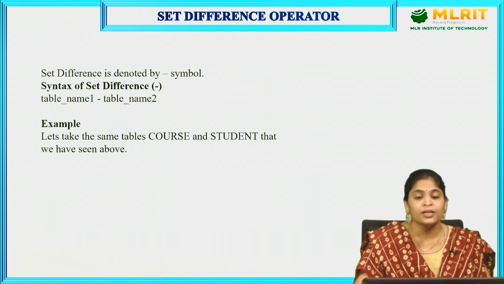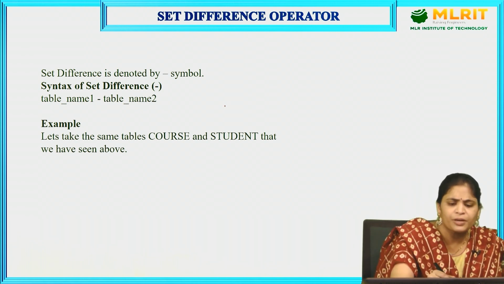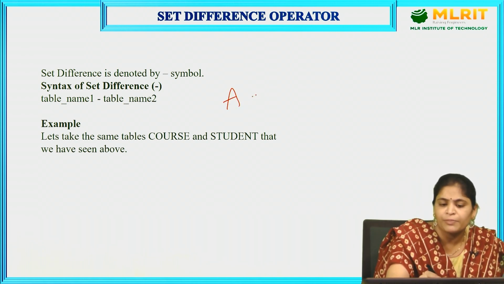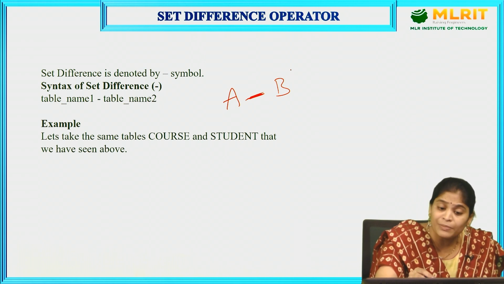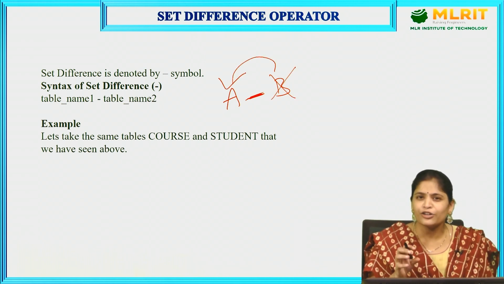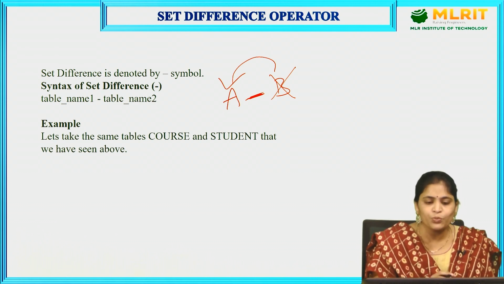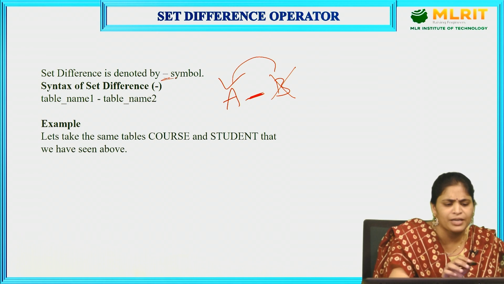Next, the next operator is the set difference operator. Let us discuss it. A is one table and B is another table. Here minus is set difference. That means I am eliminating the content of B from A. That is what set difference is meant for. It is represented by the minus symbol.